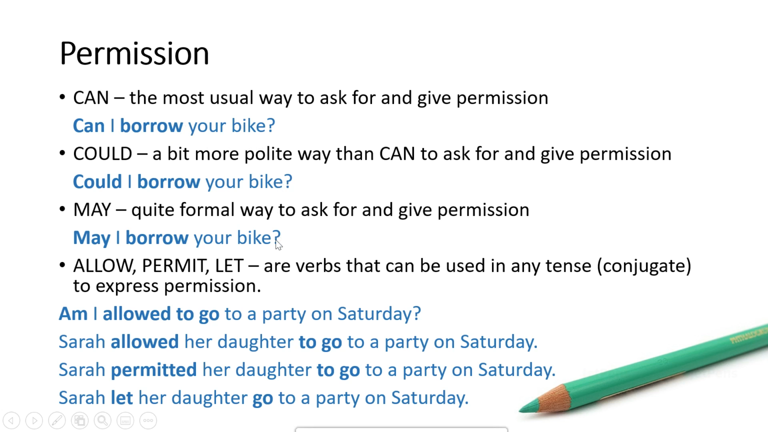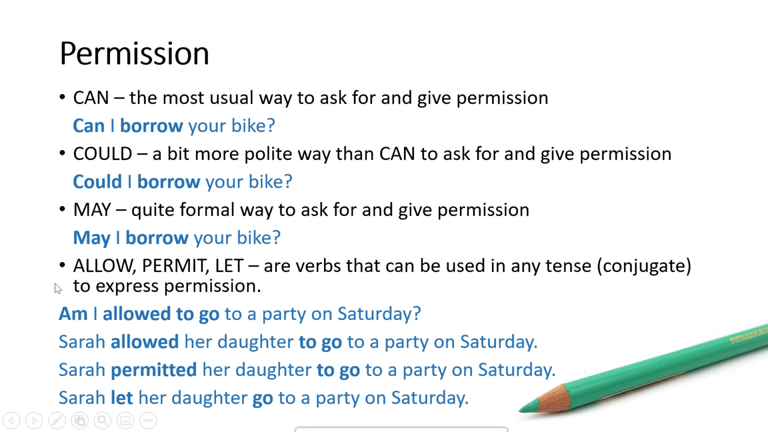Here you've got questions, but you can also use these modals in sentences that are not questions, like, can I borrow your bike? Yes, you can borrow my bike. Yes, you could borrow my bike. Yes, you may borrow my bike. Okay? So you can also use them in other structures, not only questions.